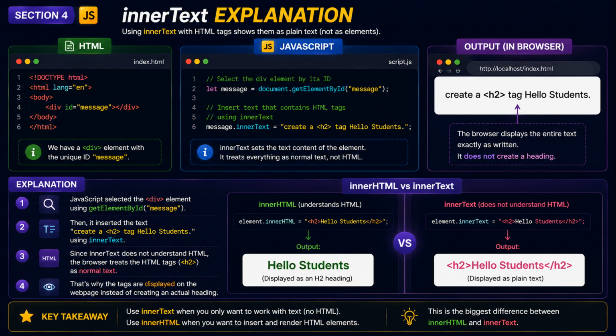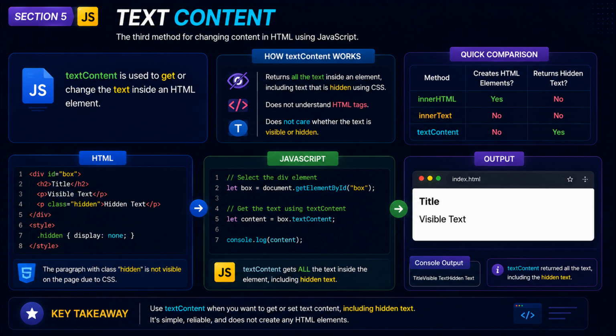Explanation. JavaScript selected the div element, then it inserted the text, create a h2 tag Hello students, using innerText. Since innerText does not understand HTML, the browser treats the HTML tags as normal text. That's why the tags are displayed on the web page instead of creating an actual heading. This is the biggest difference between innerHTML and innerText.